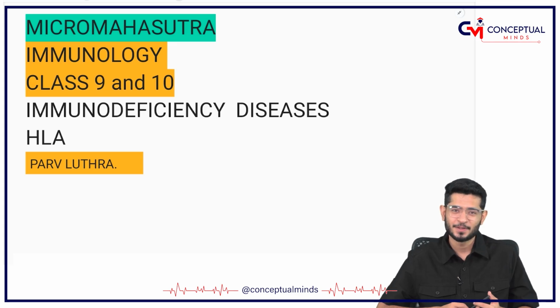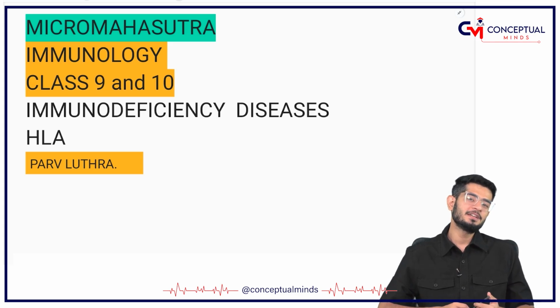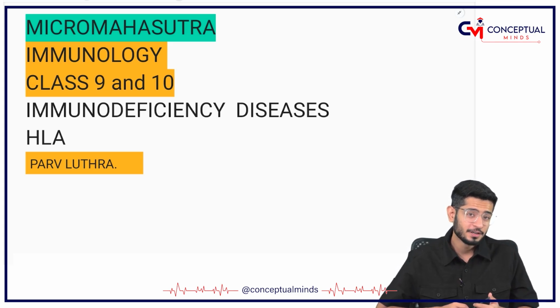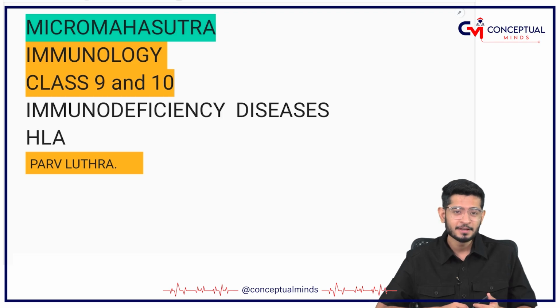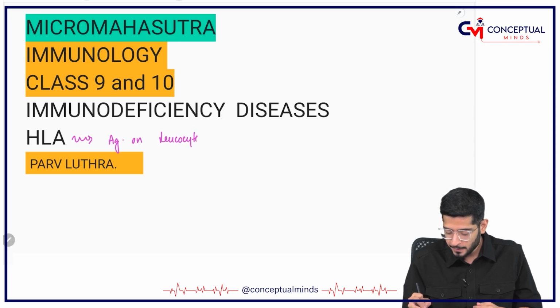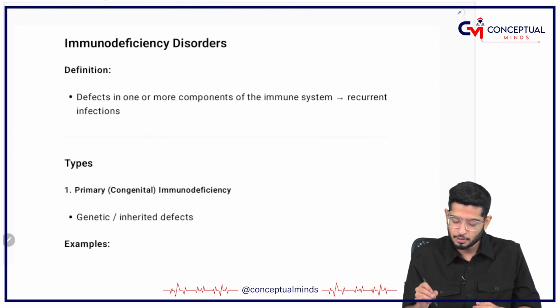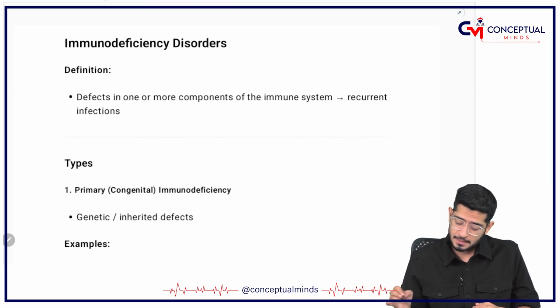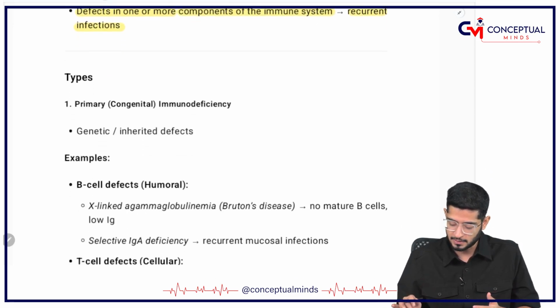and HLAs. Okay, so immunodeficiency diseases means that if your body is deficient of immunity, what all diseases can it lead to? And in the end we'll discuss the HLAs, that means human leukocyte antigens. These are the antigens on the leukocytes, right? Discussing one by one, coming on to immunodeficiency diseases, that means there is a defect in one or more components of the immune system that obviously will lead to recurrent infections.